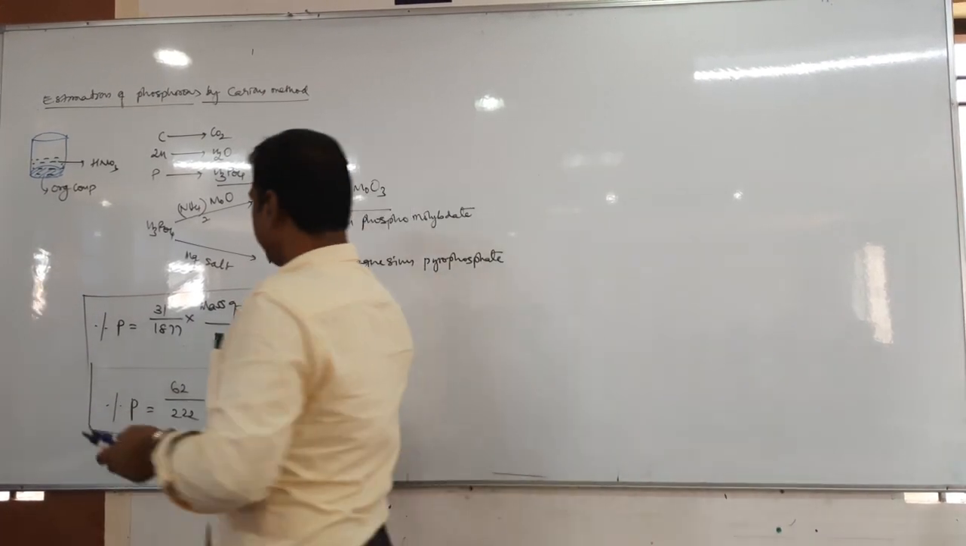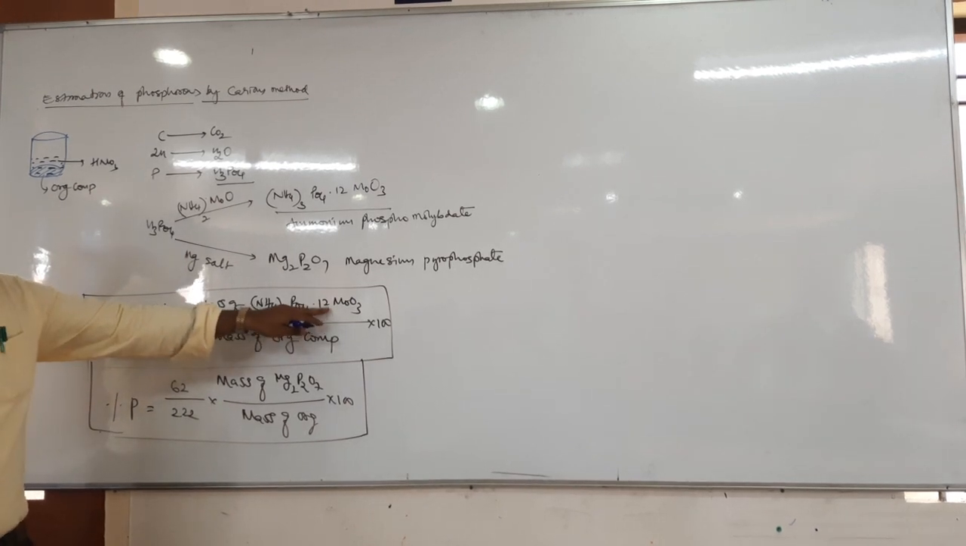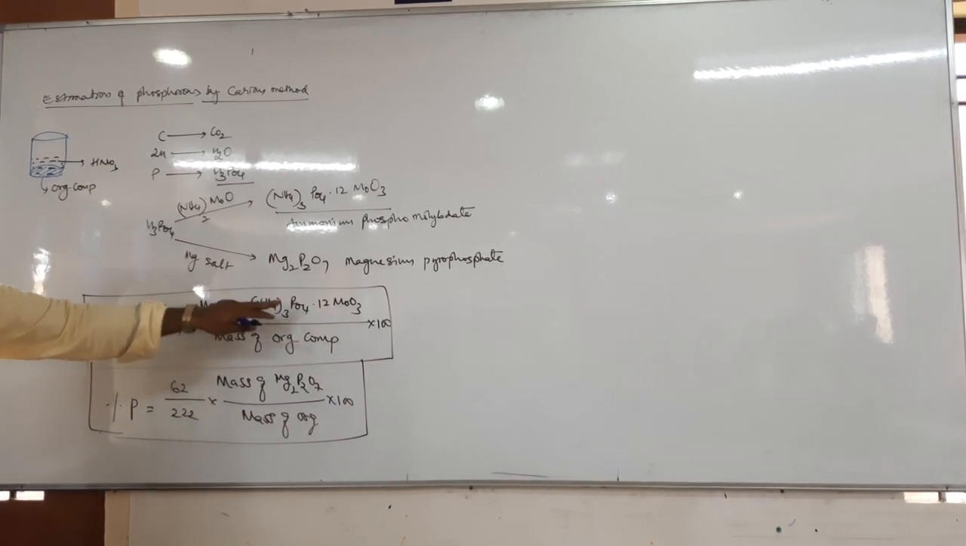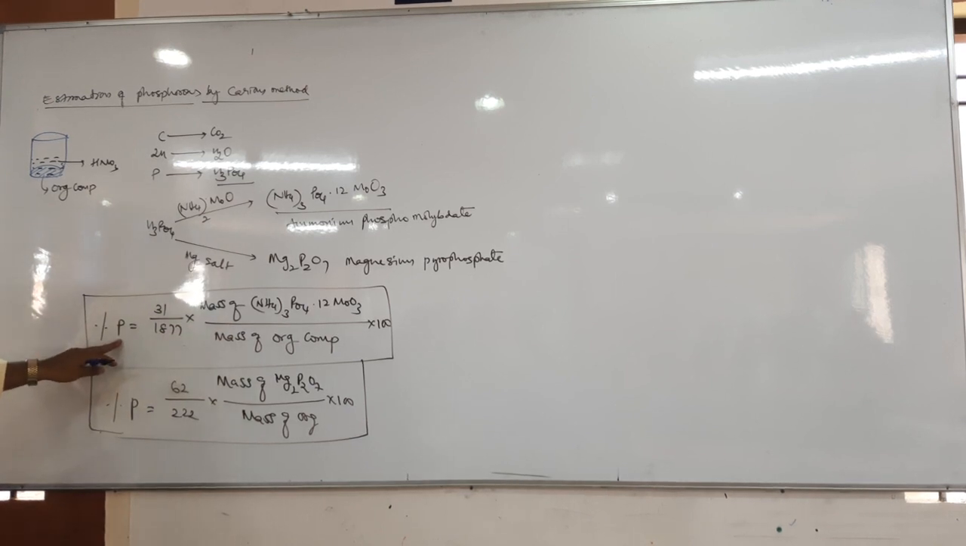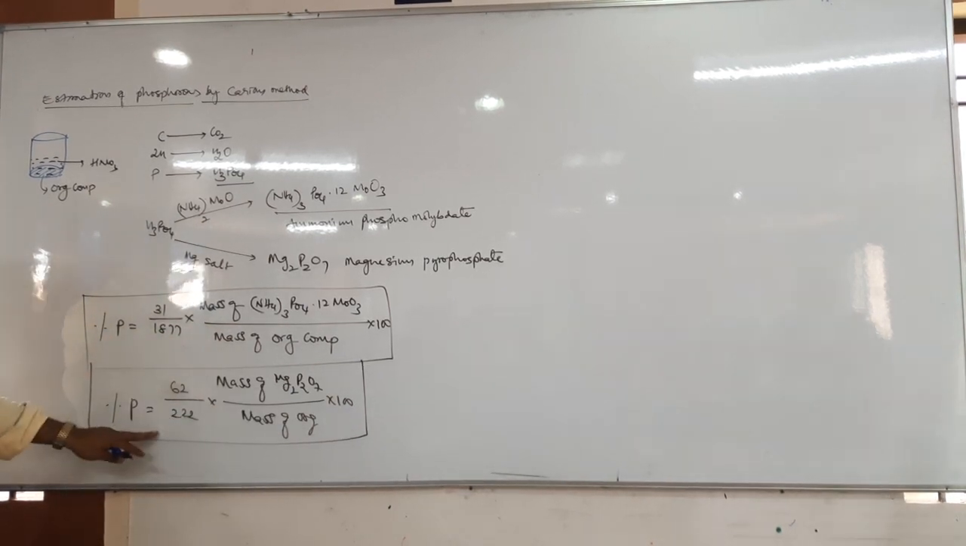See, sometimes in the question they will give the mass of the ammonium phosphomolybdate. If they give the mass of the ammonium phosphomolybdate, use this formula. If they give the mass of the magnesium pyrophosphate, use this formula.